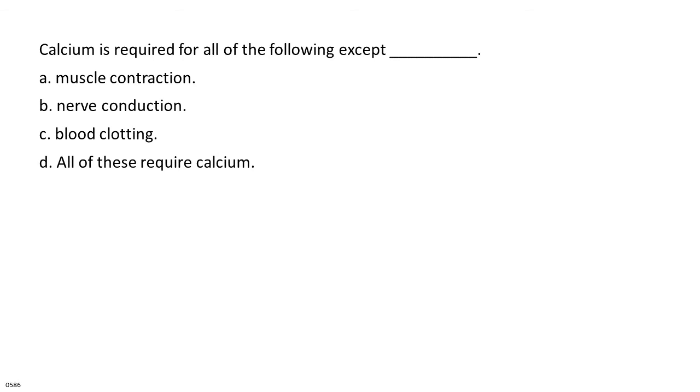Calcium is required for all of the following except dash. A. Muscle contraction. B. Nerve conduction. C. Blood clotting. D. All of these require calcium.